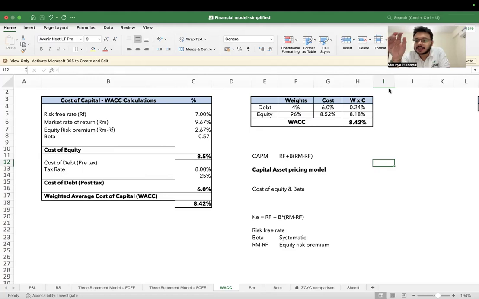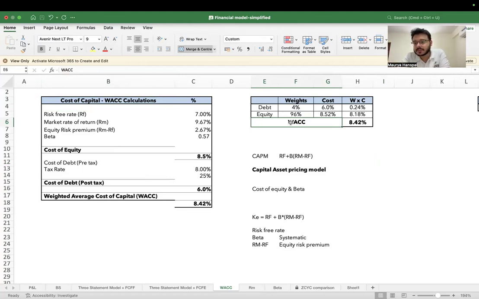So, in this session, we shall be speaking specifically about the cost of capital, or the weighted average cost of capital. The cost of capital is also called the weighted average cost of capital. It is also called the overall cost of capital.